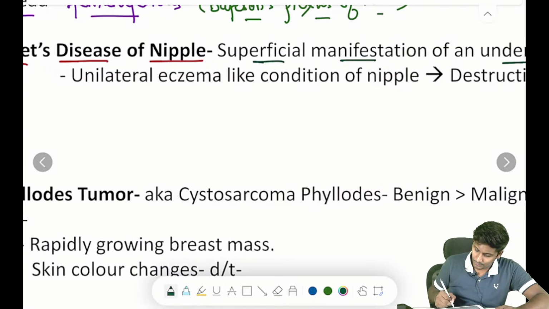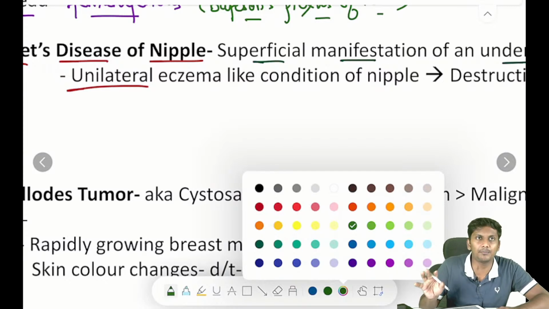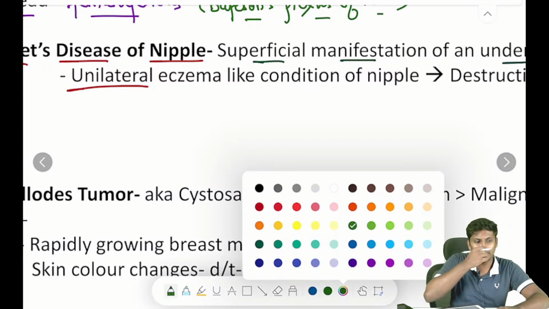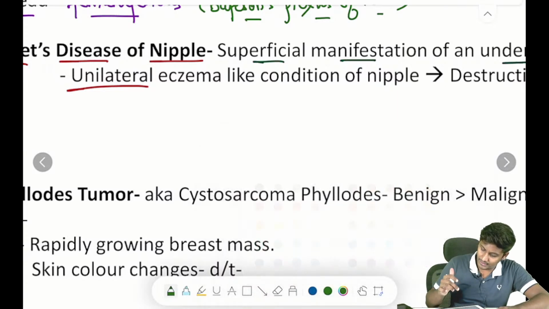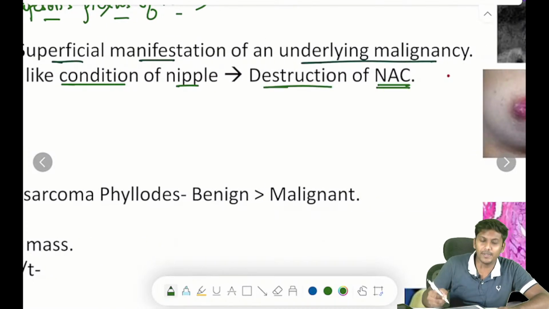The next important thing you have to remember is that it is actually a unilateral condition. Why is this an important statement? Because eczema of the nipple is a bilateral condition. But this is not eczema. This is not only dryness of the nipple. This is rather an eczema-like condition where there will be dryness of the nipple, cracking, and rather destruction of the nipple areola complex. So that is important, you have to remember: a unilateral eczema-like condition of the nipple which is going to cause destruction of the nipple areola complex.